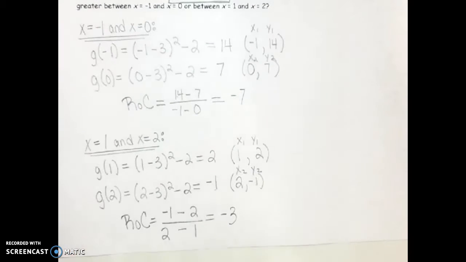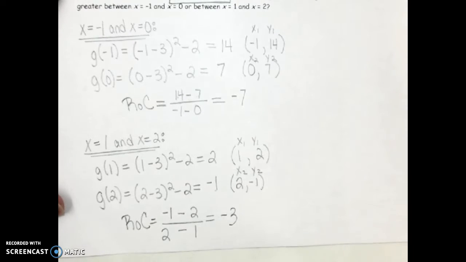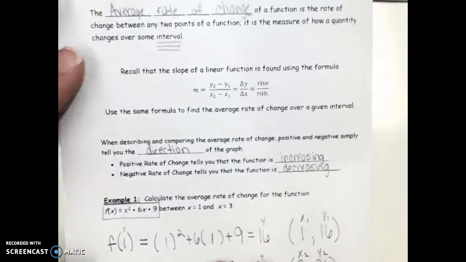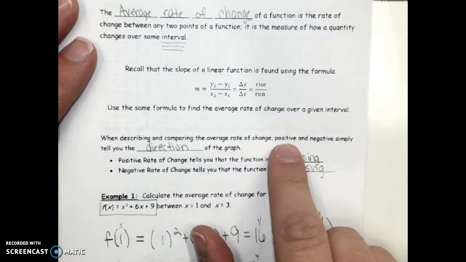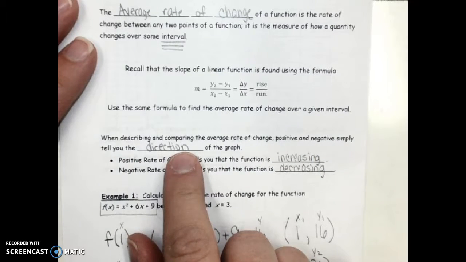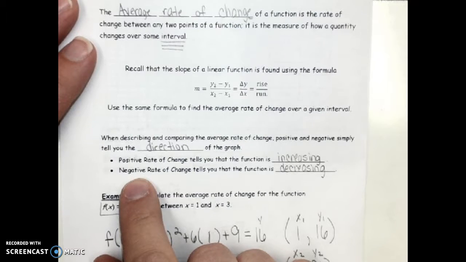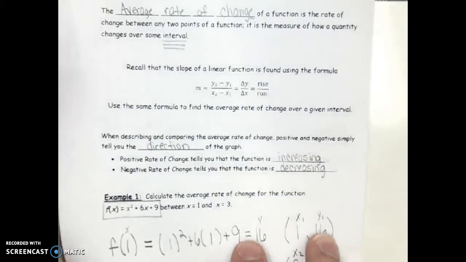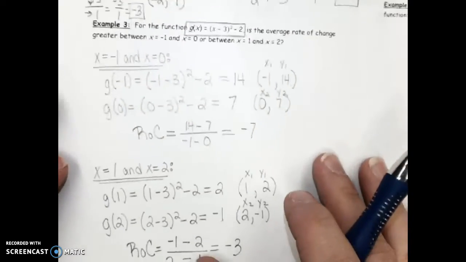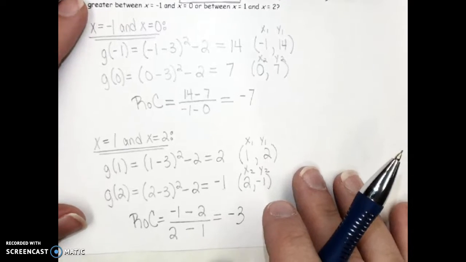Now the question is, which rate of change is bigger? If you think about the numbers, negative 7 and negative 3, well, negative 3 is technically a bigger number. But if you look at the front of your notes, so I'm going to close this and look at the front of my notes for a minute. When describing and comparing the average rate of change, positive and negative simply tells you the direction. Both of those rates of change are negative. That just tells me that my graph is decreasing. I look at what's called the absolute value of my rate of change. That's the distance it is from 0.